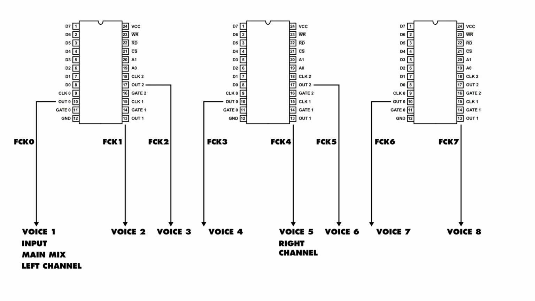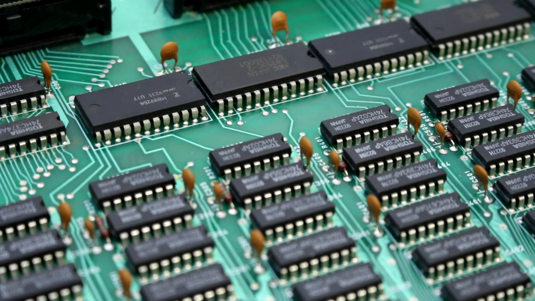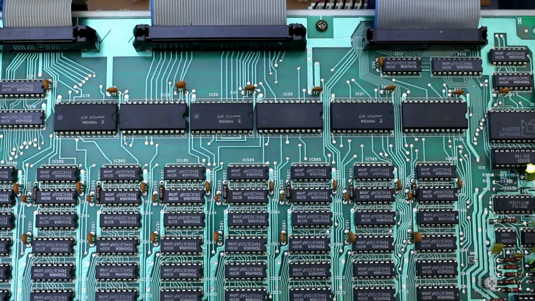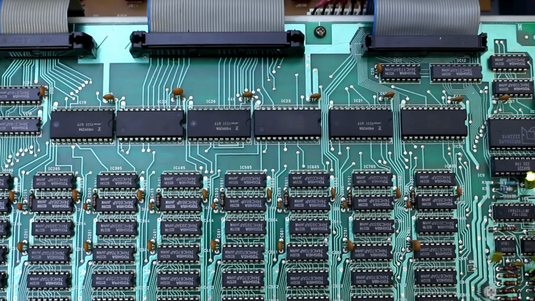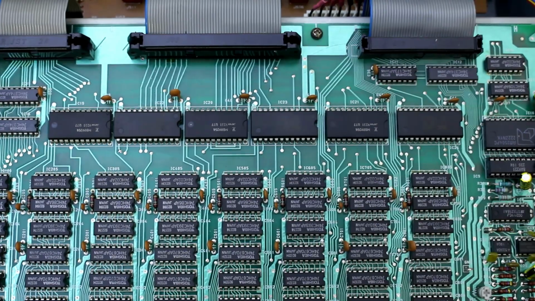It is worth mentioning that FCK4 feeds voice 5 as well as the right channel output. All of these buses are being supplied by programmable μPD8253 timers. There are 3 timer chips on a voice board, and each of them supplies 3 separate clocks.